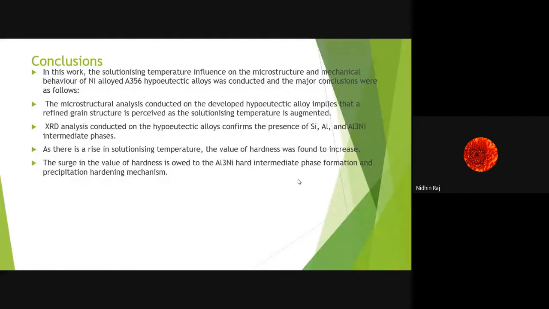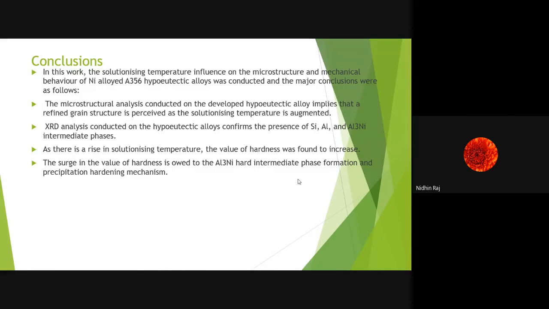Now, the XRD analysis conducted on the hypoeutectic alloys confirmed the presence of silicon, aluminum, as well as Al3Ni intermediate phases. As there is a rise in the solutionizing temperature, the value of hardness was found to increase. And the increase in hardness is because of the hard Al3Ni intermediate phase that was formed here, and also due to the precipitation hardening mechanism.